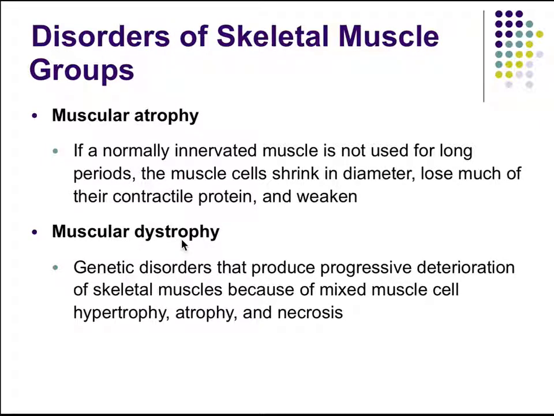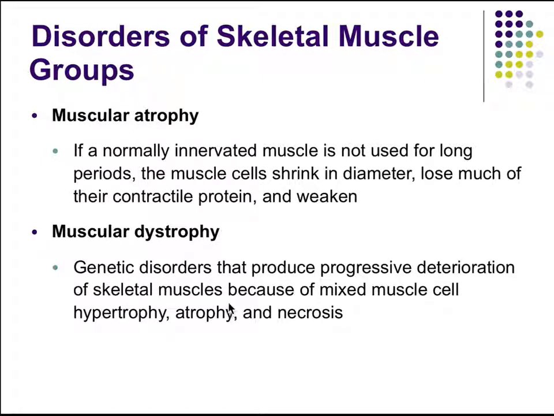Then we have muscular dystrophy. Now, muscular dystrophy is a genetic disorder, and it causes progressive deterioration of your skeletal muscles. And it's because some of the proteins in the sarcolemma are altered. And so you actually get a mix of muscular hypertrophy, atrophy, and necrosis. Now, how do you get a mix of all of these? Well, think about it this way. If some of your muscle fibers are more impacted than others, then when you contract, the ones that can still function normally will start to take over and be used more, so they will start to hypertrophy, while the other muscles that have greater disorder will start to atrophy.